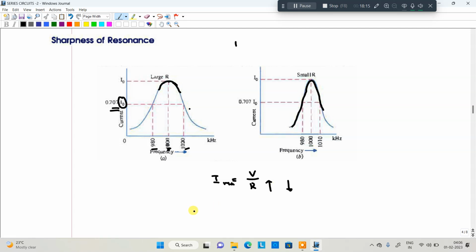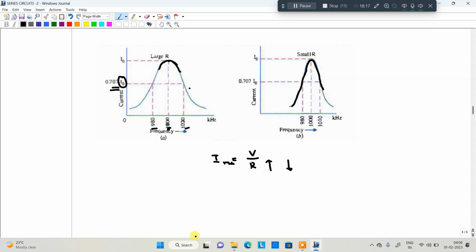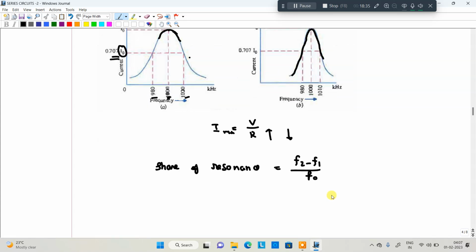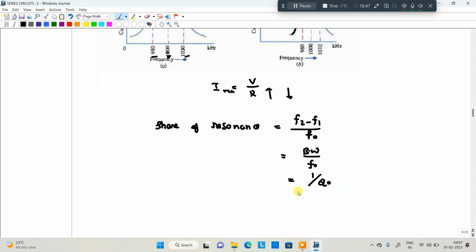Everyone note down the formula for the sharpness of the resonance curve. Sharpness of resonance is equivalent to F2 minus F1 divided by F0. That is the change in frequency, the bandwidth, divided by F0. That is also equal to 1 by Q0. So these are the formulas related to the sharpness of the curve.